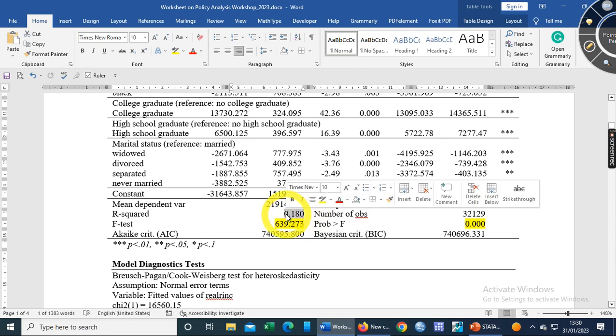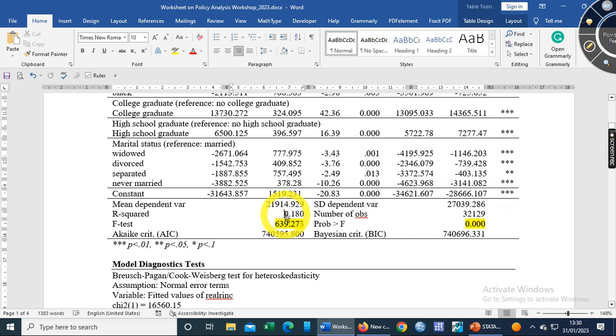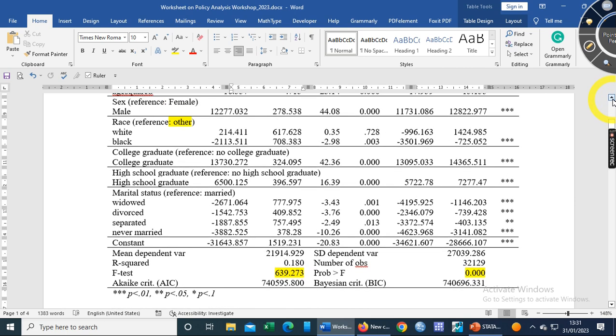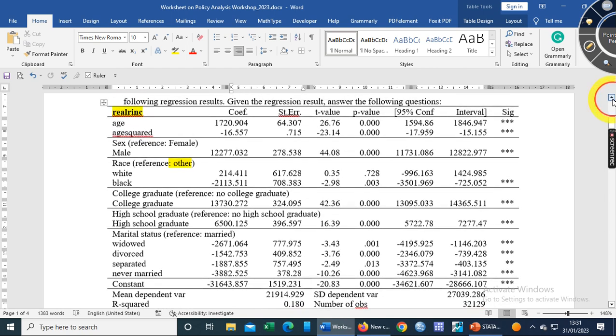And now you have solid evidence to interpret the value of R squared. This means that about 18% of the total variation in real income is explained by the explanatory variables included in the model, while the remaining 82% is attributed to the disturbance term.